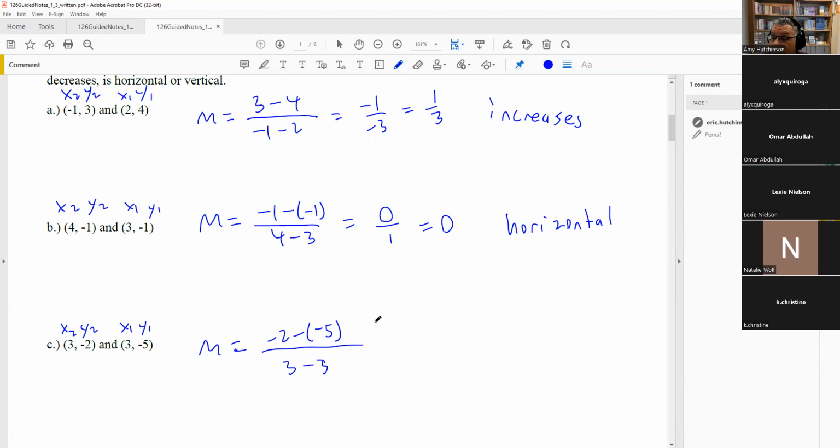x2 minus x1. On top, we get -2 plus 5. So that's going to give us a 3. On the bottom, we get a 0. Now this time, we're dividing by 0. So this is undefined. Okay, so if it's undefined, that means you have a vertical line in that case. So we're just going to put it into the formula, and you just compare the slopes, and that's going to tell you what kind of line it is based on that.